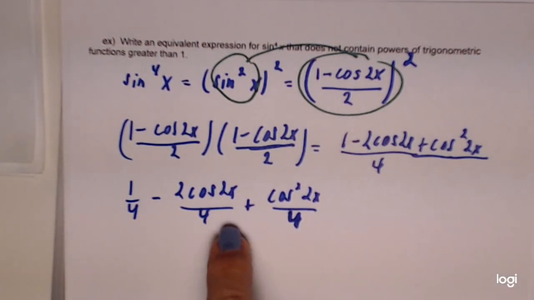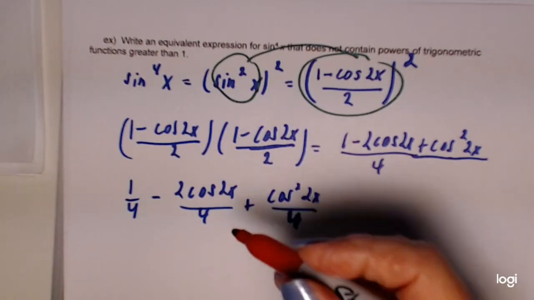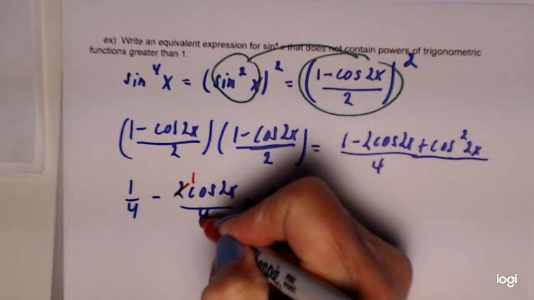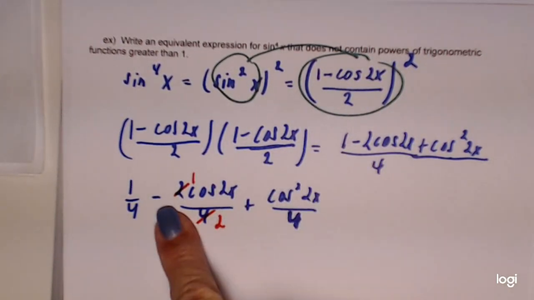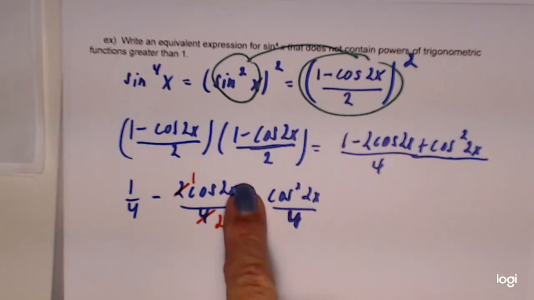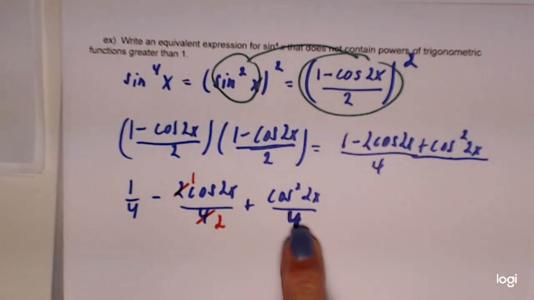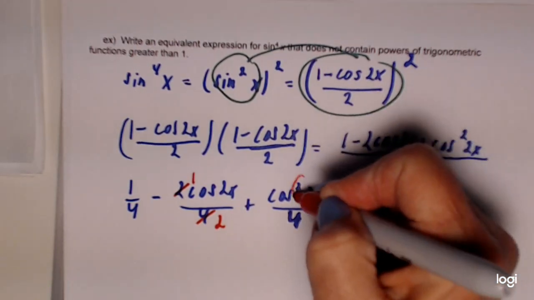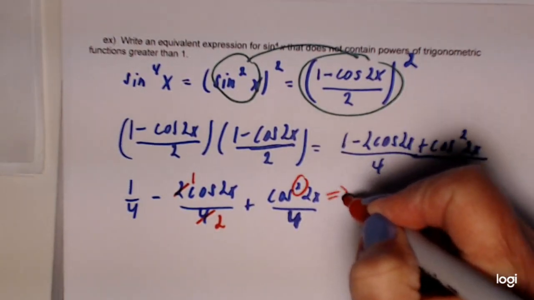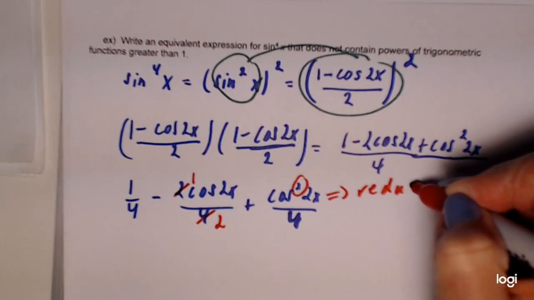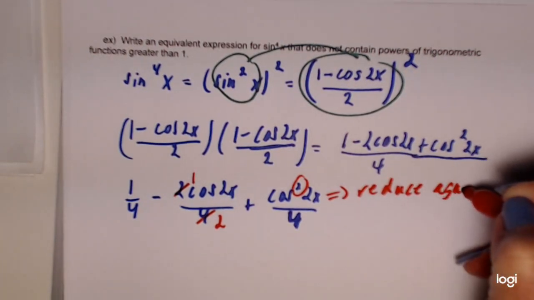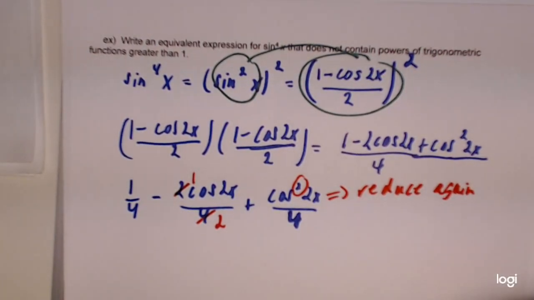So here I'm seeing this, so I'm going to deal with this just because I'm seeing it and I want to simplify it before I forget. This 2 and this 4 we can simplify here. So this would be cos 2x over 2. Now coming here, we're going to reduce this again. So we're going to have to do another reduction in this problem.